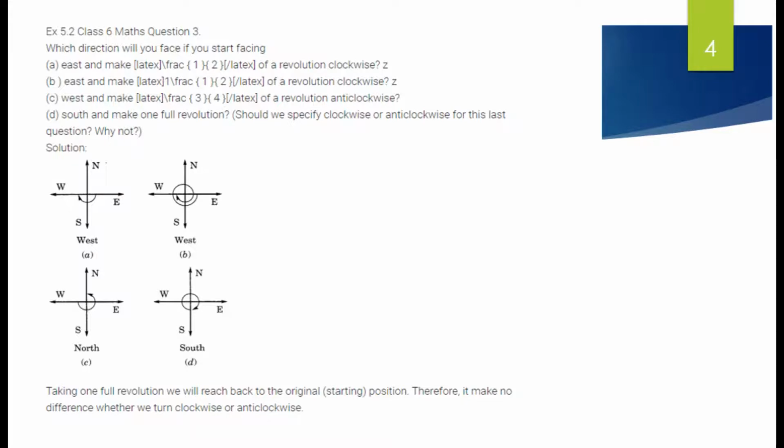When you are standing on east and you have to go for half of a revolution, that is clockwise, it has been shown with the help of an arrow. So you'll be reaching west. And in the B part, you are starting from east and you have to make 1.5 revolutions clockwise. You can see you have started from east. Reaching back to east is one complete revolution, and moving half more revolution after that, you reach west. In the same way, you have to go for the next of the parts.